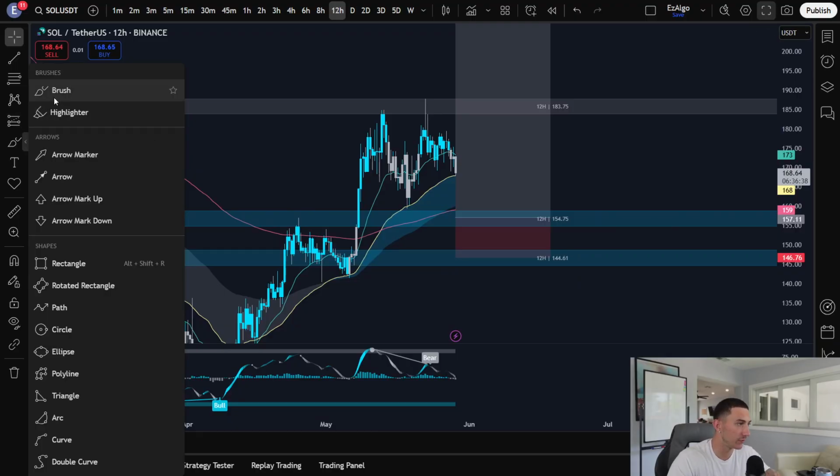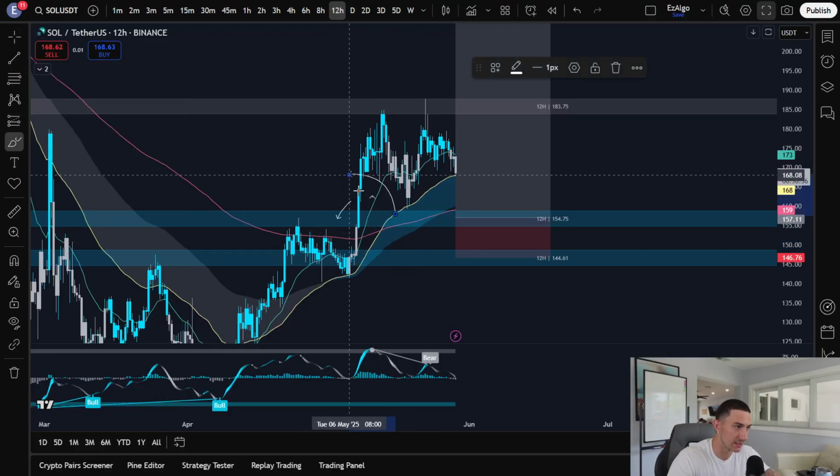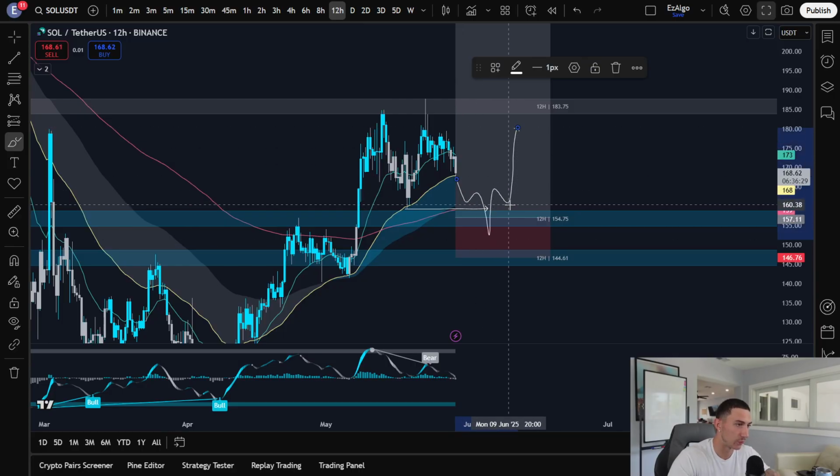We also have some other confluences. We have some bullish fair value gaps that need to get filled. We have a low here, which needs to be swept. So maybe something like this, and then reclaim, and then boom, I'm going to be looking to enter a long position.